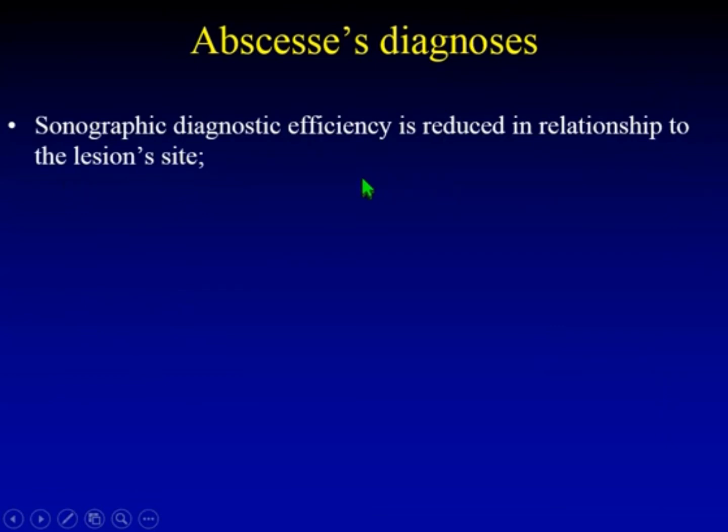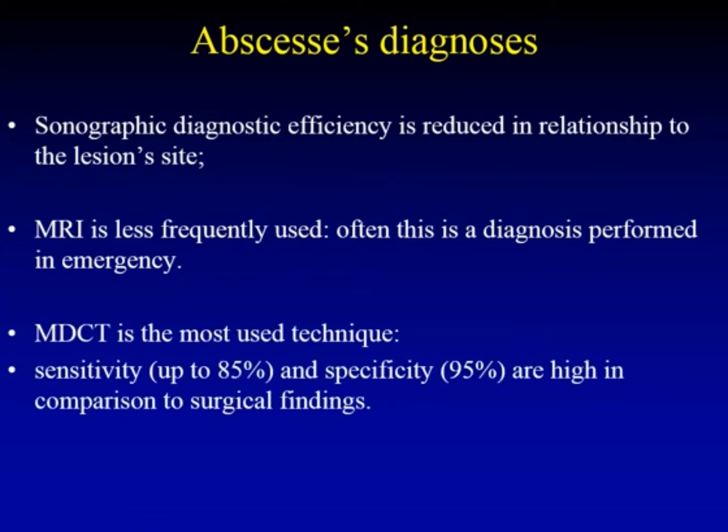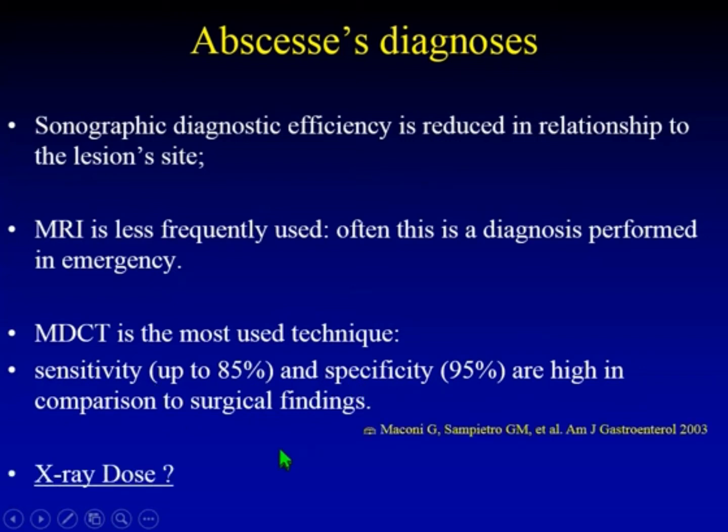Sonography is limited due to the lesion site. MR is less frequently used because it is not used in emergency. Multi-detector CT, once again, is our choice. Good sensitivity and good specificity. But what about the X-ray dose given to the patient?